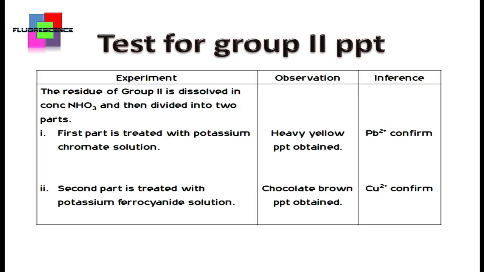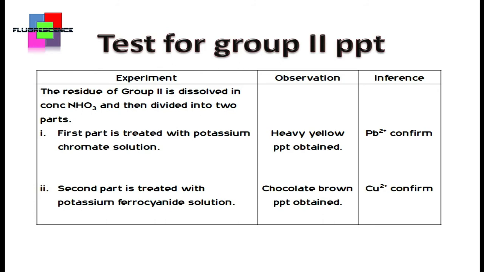The black color residue that you have got in group 2, you will dissolve in nitric acid and you will divide it into 2 halves. In the first half, you will add potassium chromate solution. If you get a heavy yellow precipitation, it indicates the presence of lead ion. In the second part, you will add potassium ferrocyanide solution. If you get a chocolate brown precipitate, it indicates the presence of copper, group 2.